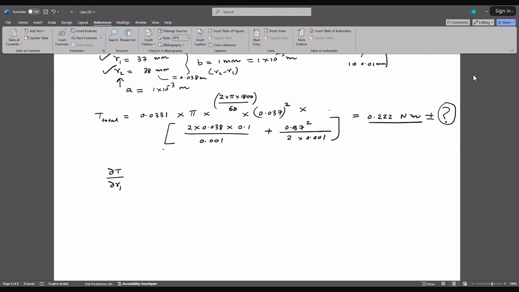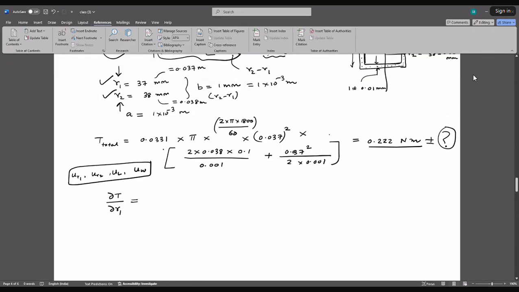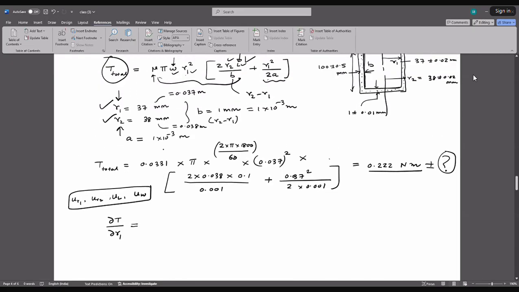So we have U of R1, U of R2, U of L, U of omega. So we have all these four uncertainties, and we need to calculate the gradients for all these cases. So what is dou T over dou R1? What is the torque expression? Torque expression is mu pi omega R1 square into this plus that.